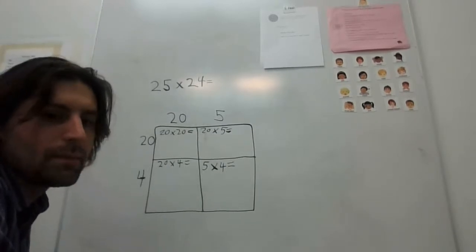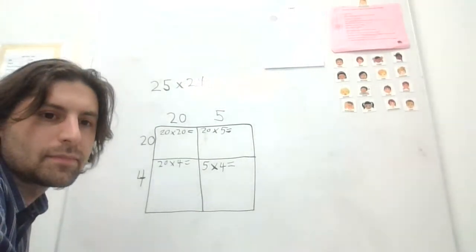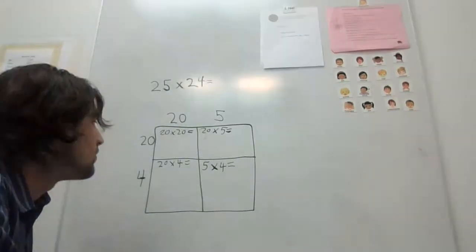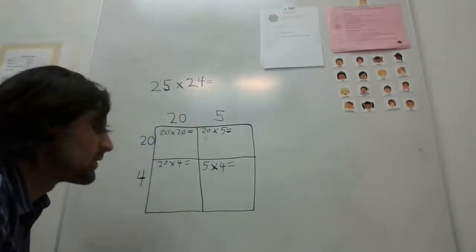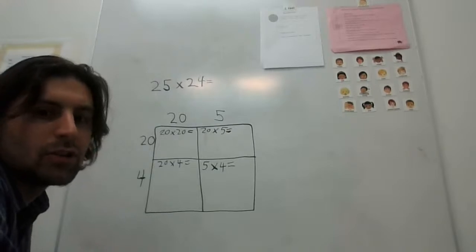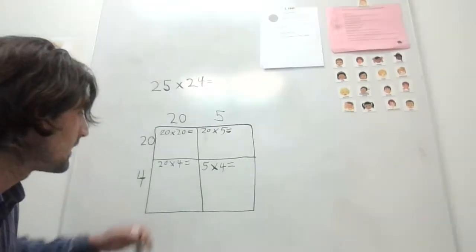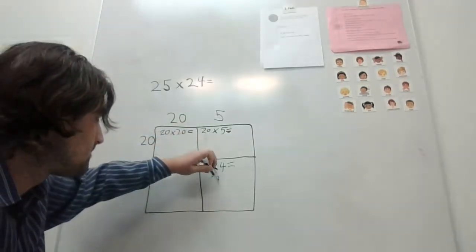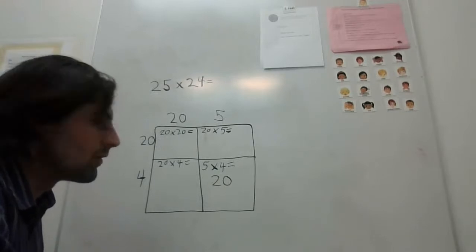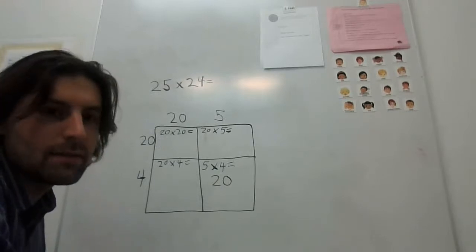5 times 4, as you all know, is 20. Again, it is a lot easier if you know your single-digit multiplication facts. If you do not know your single-digit multiplication facts, I would recommend using a multiplication chart for this activity. So 5 times 4 equals 20.